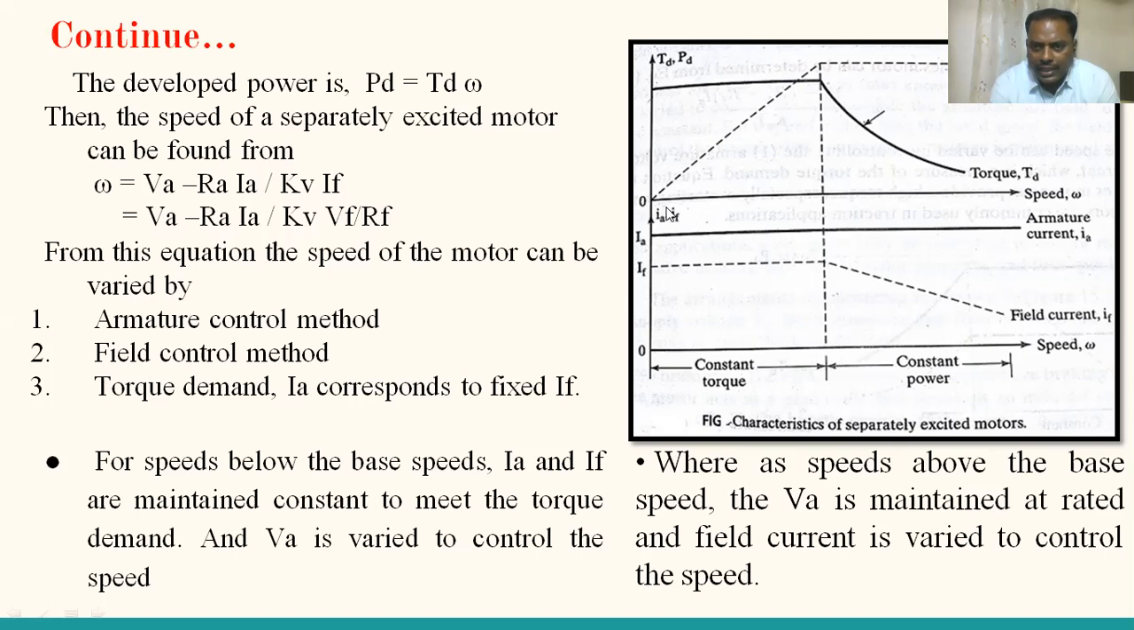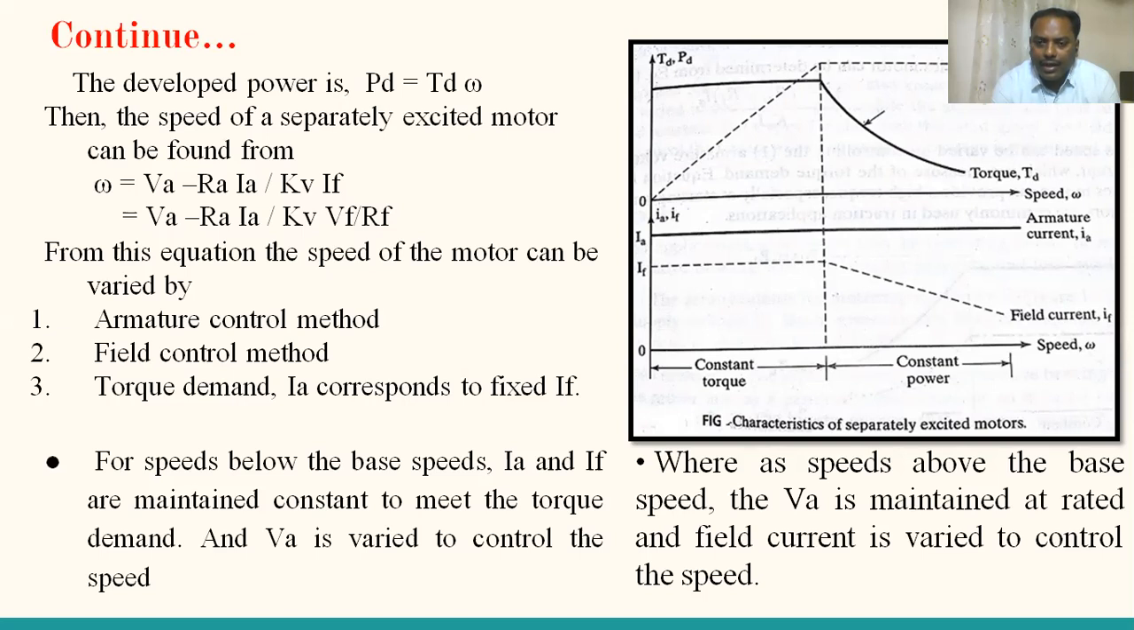And there are two plots here. This is the x-axis, speed in terms of angular velocity. This is the other, speed in terms of angular velocity. So these four parameters versus speed in the constant torque region and constant power region you can draw. Let us have a look at the constant power region. In the constant power region particularly, torque is directly proportional to IA and IF. So to maintain the torque constant, the armature current and field current are proportional to each other.